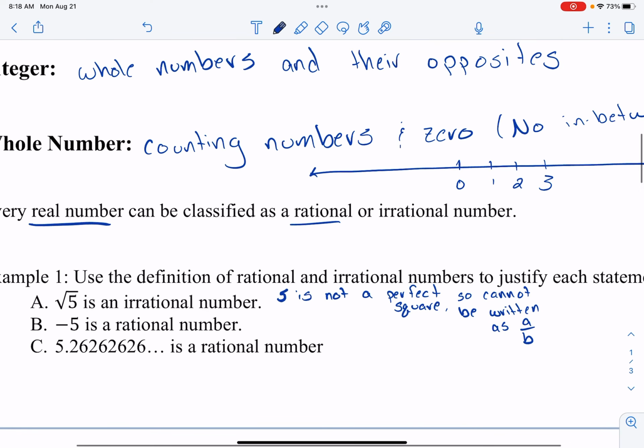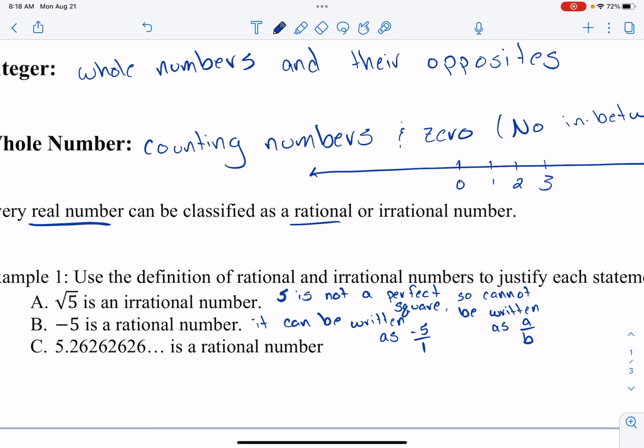B, -5 is a rational number. Yes, it can be written as -5 over 1. There, right there, makes it a rational number, since it can be written as the division of two integers, -5 and 1.